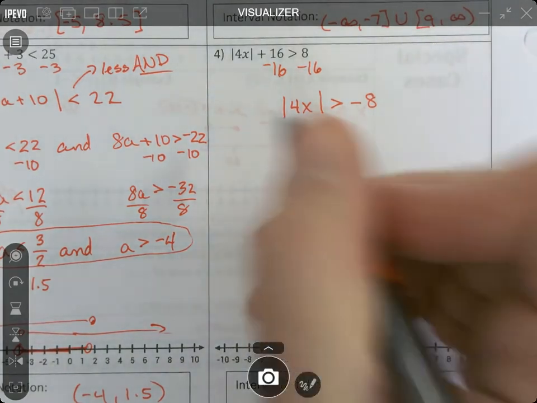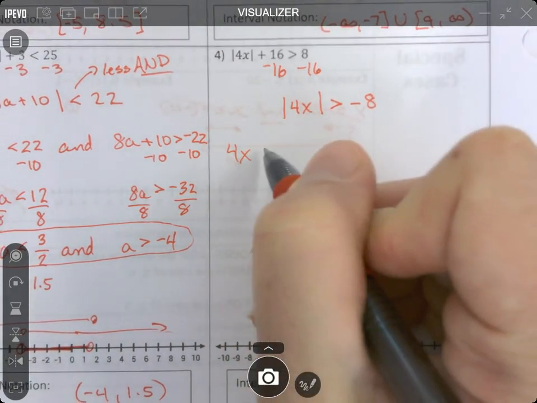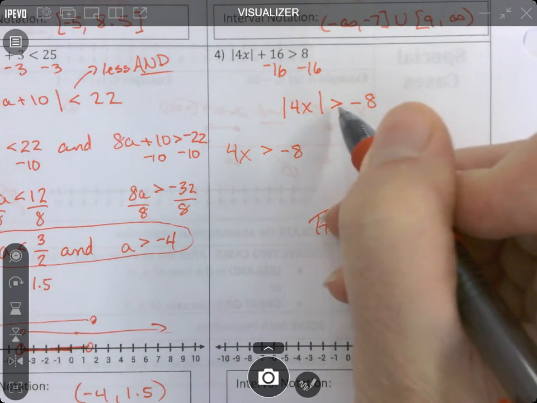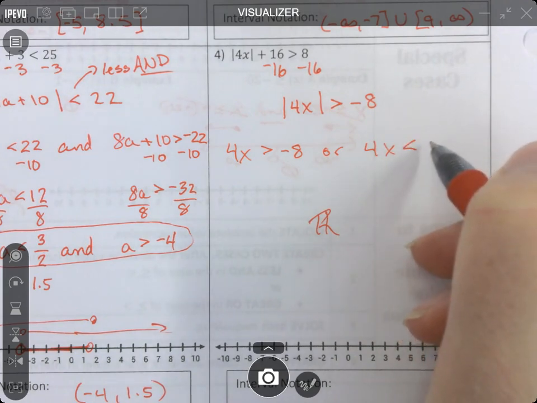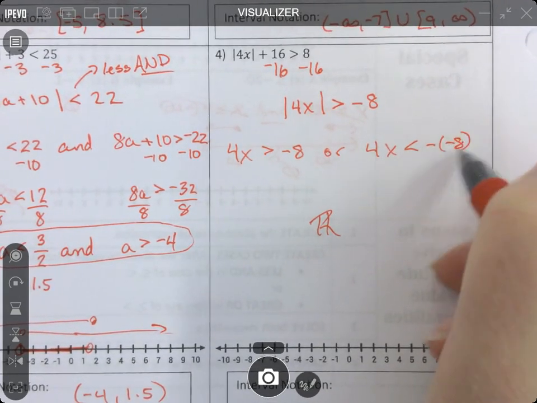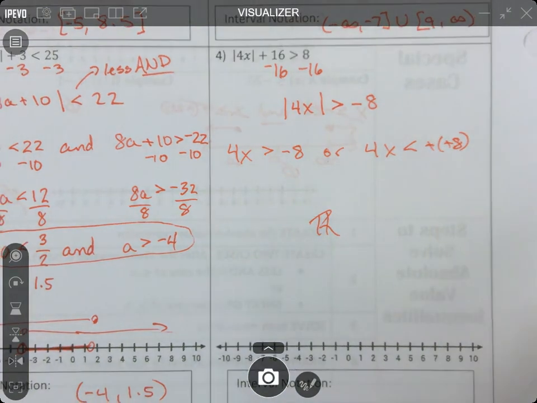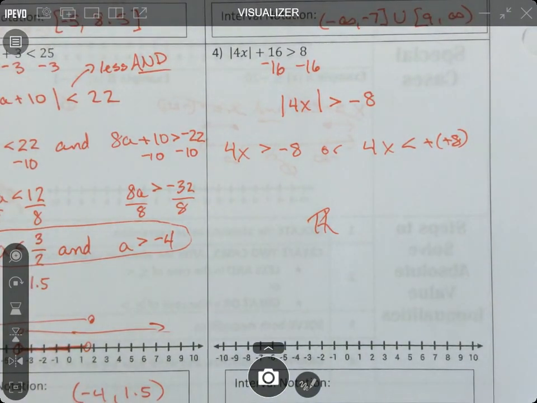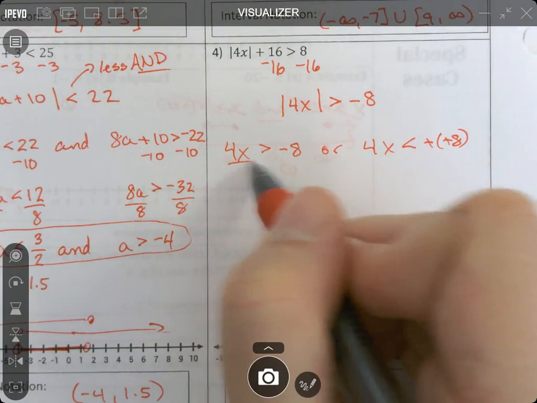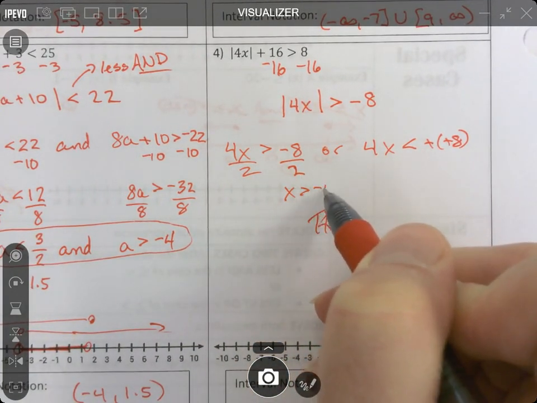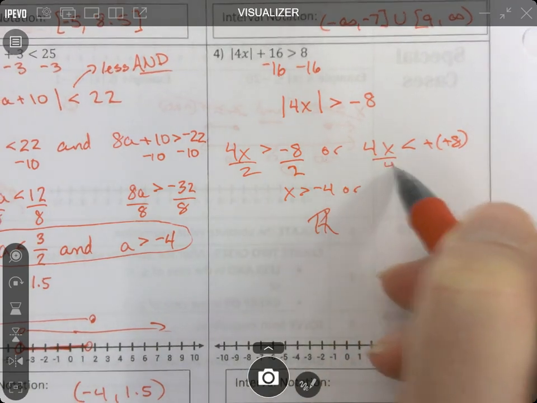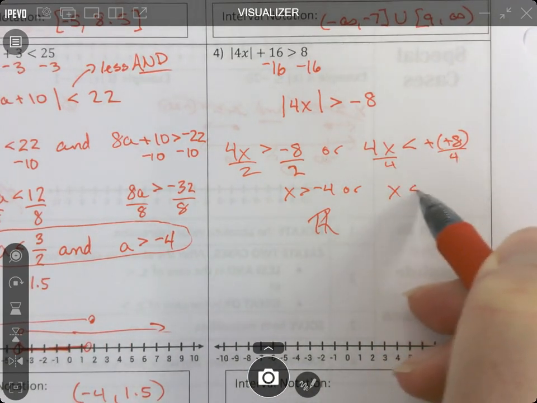I'm going to show the work real quick. You would have had 4x stays greater than negative 8, and it's an or statement, isn't it? Great or. 4x is less than negative 8. So why am I doing this? Because I don't know that everyone would have caught the special case at the beginning, but I want to show you how you catch it at the end. So we would have got x is greater than negative 4, or, divide by 4, x is less than 2.